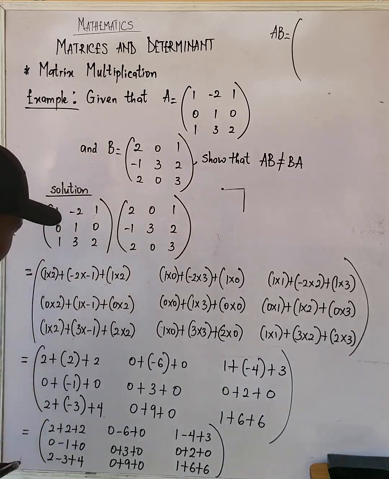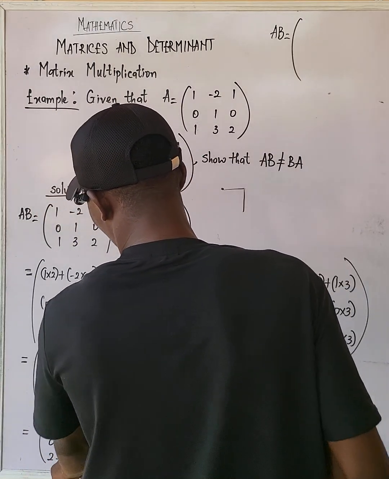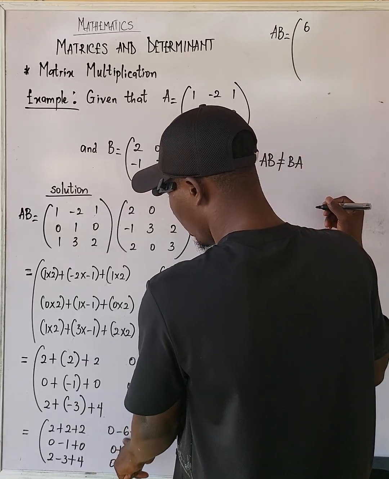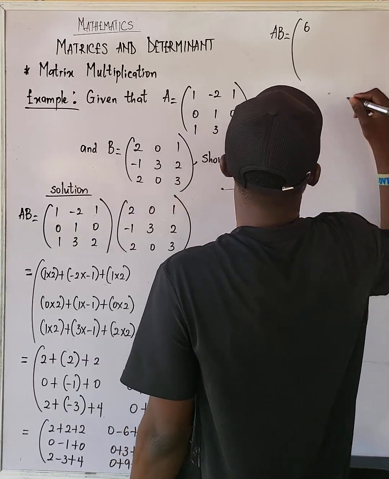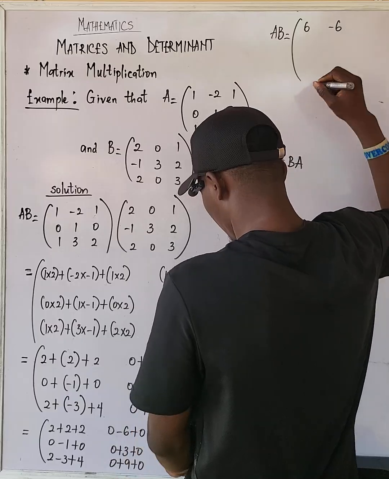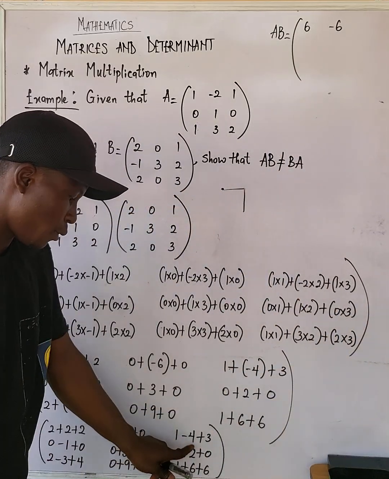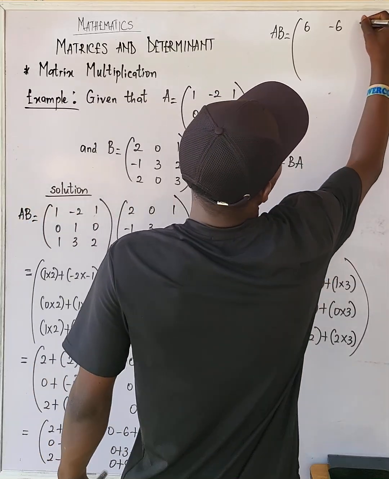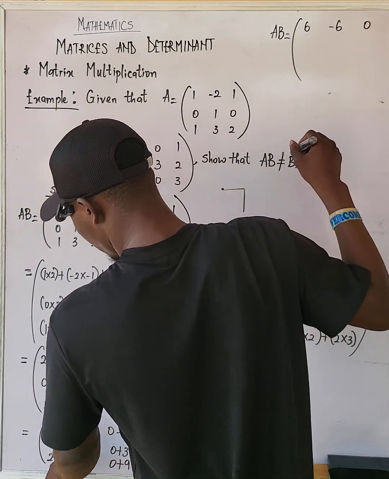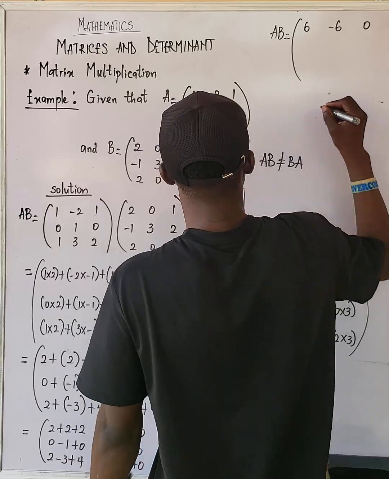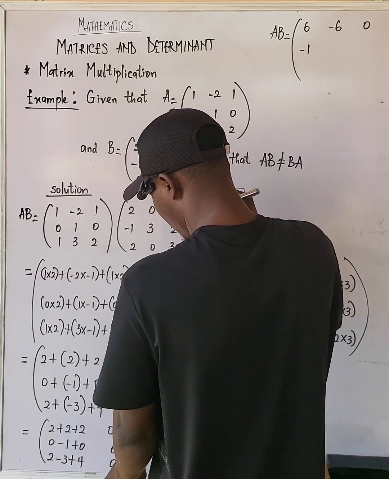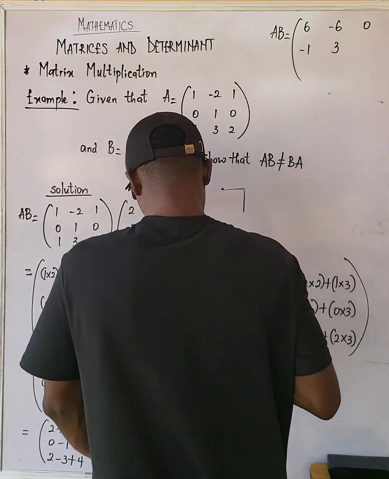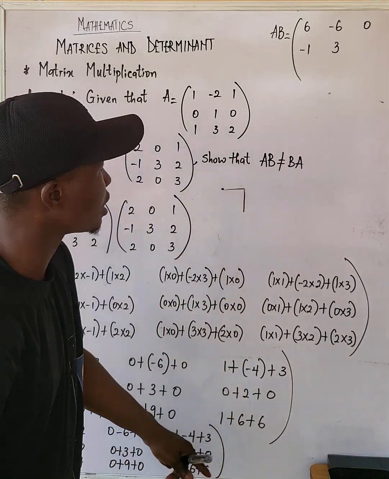Right? So now 2 plus 2 plus 2, that will give us what? 6, right? 0 minus 6 plus 0, that's minus 6. 1 minus 4 will give us what? Minus 3. Minus 3 plus 3 is 0. 0 minus 1 plus 0, minus 1. 0 plus 3, 3. 3 plus 0 is 3, right? 0 plus 2, 2. 2 plus 0, 2.